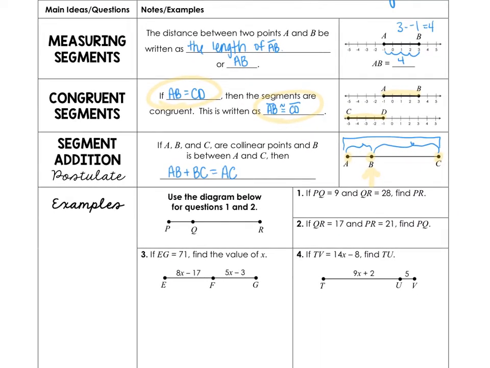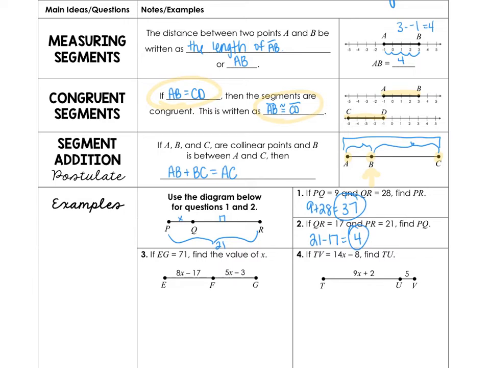The first example, number 1: if PQ equals 9 and QR equals 28, then how far is it from P to R? Well, it would just be 9 plus 28, which would give us 37. And then for the next one, if you're using pencil, go ahead and write it and erase it, whatever works for you. If QR equals 17 and PR equals 21, so if the whole thing equals 21, then we want to find how far is this piece. So we would do the opposite and subtract. We would find out that that piece is 4.